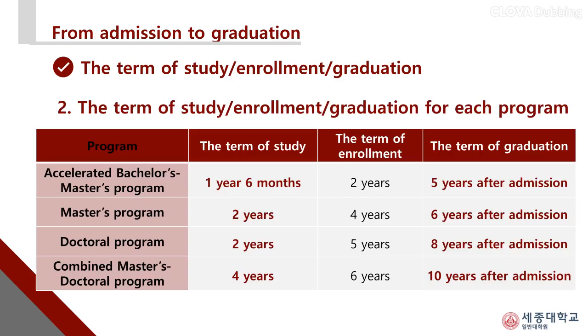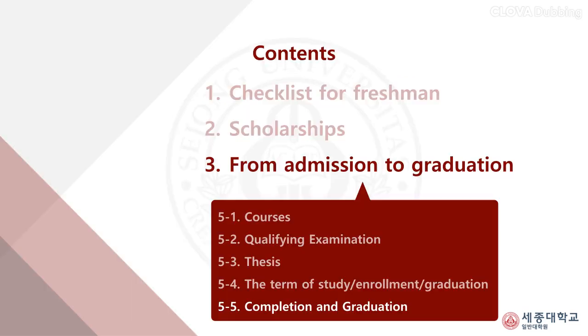Now let's see the term of study, enrollment, and graduation for each program. To clarify again, the term of study is the required registration period. During the term of enrollment, you must complete the program. Lastly, the term of graduation is when you need to pass your thesis. Also, remember that if you take a leave of absence, the duration will be extended by the time you take off.